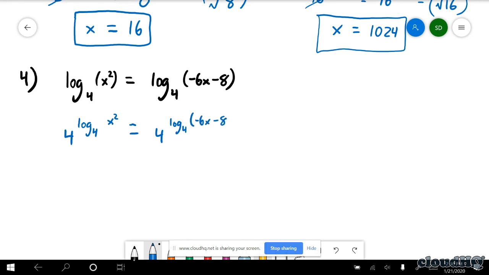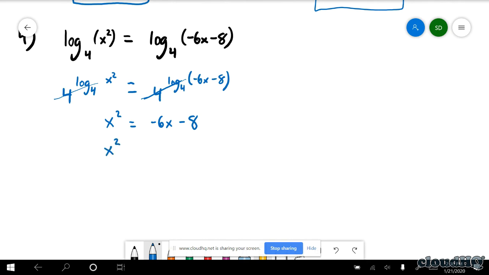Except because it's easier, they might be a little bit nasty with the type of problem they give you. Like in this case, I get a quadratic. So both logs went away. I get x squared is equal to negative 6x minus 8. I would recommend setting that equal to 0. Hopefully we can factor it. If not, we can use completing the square or quadratic formula.